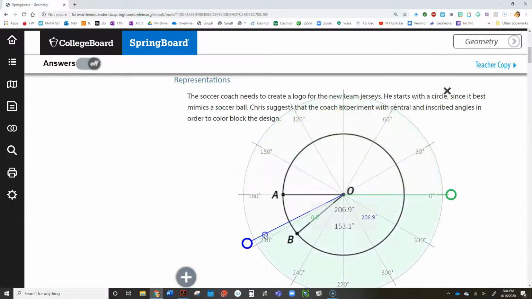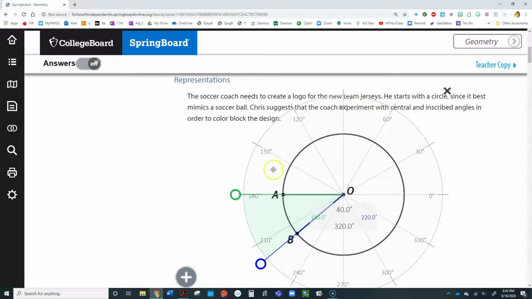I'm going to move the blue over here to B. And I'm going to move the green one over here to A. And there it is. I know what the answer is supposed to be, so I adjusted it a little bit. It's 40. If you put 41, it's not going to matter. Like I said, the measure of the angle is not that important.